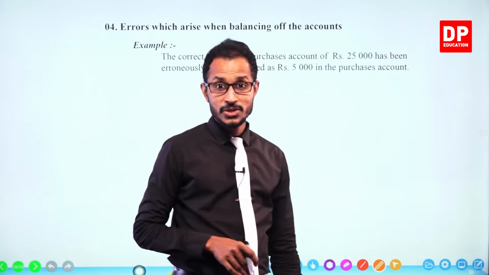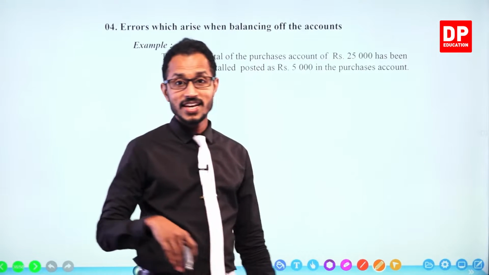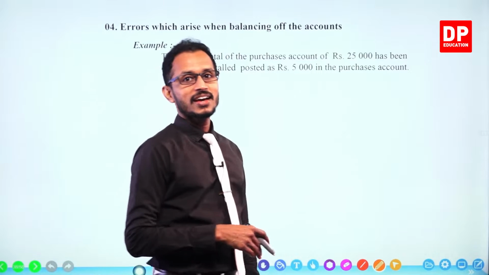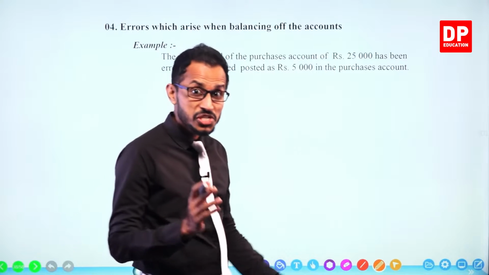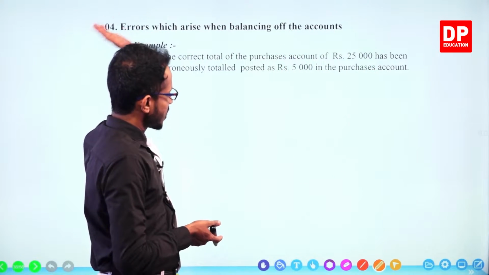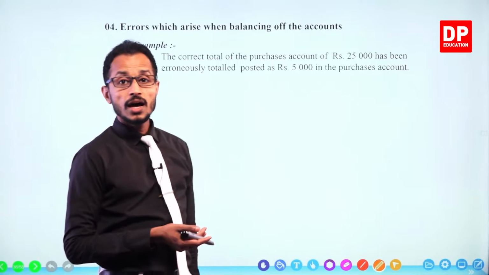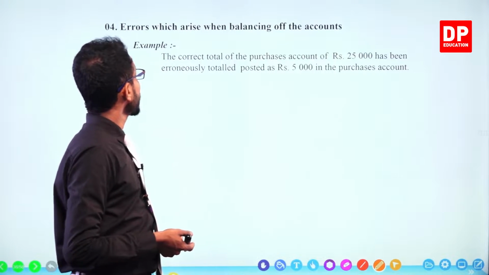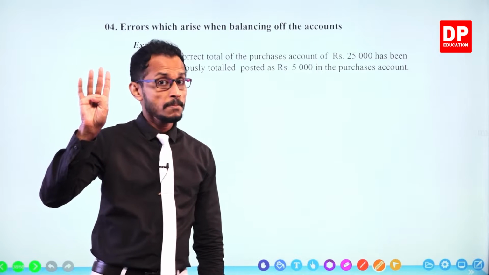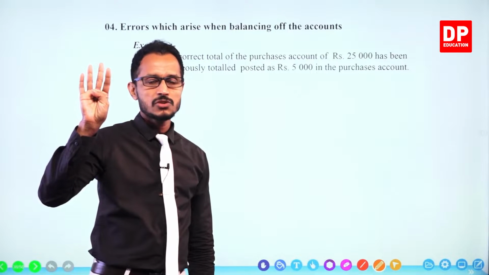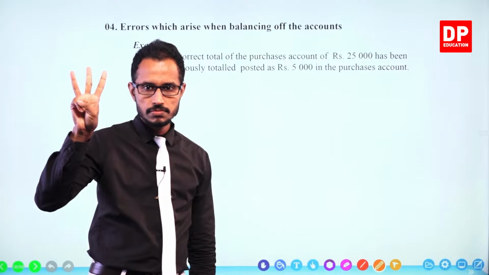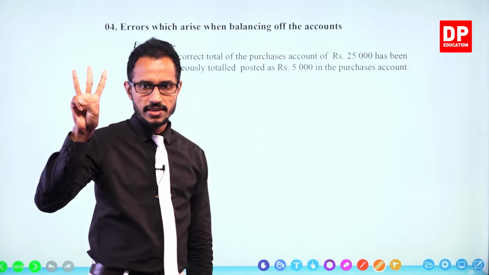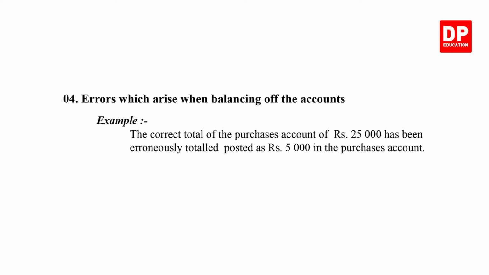Again into errors. No, again not into errors. Into correction of errors. Children, we have this error today. This is the fourth error from the errors which affect the trial balance. We have done three up to now. This is the fourth one. Straight to it.